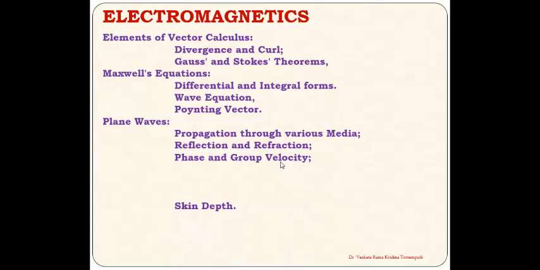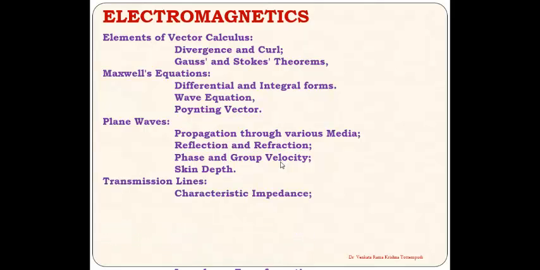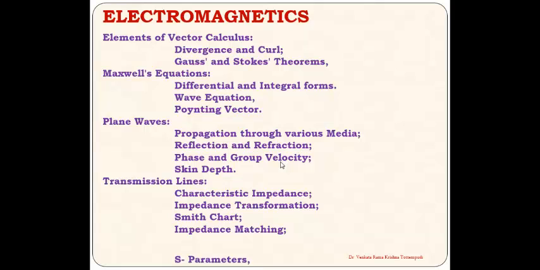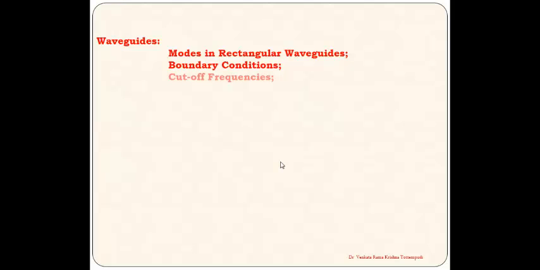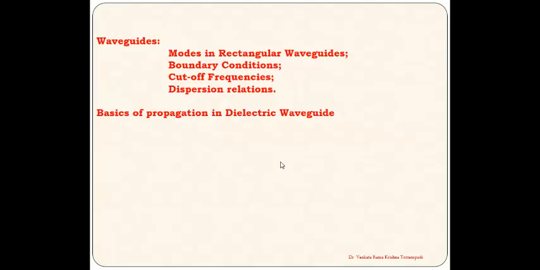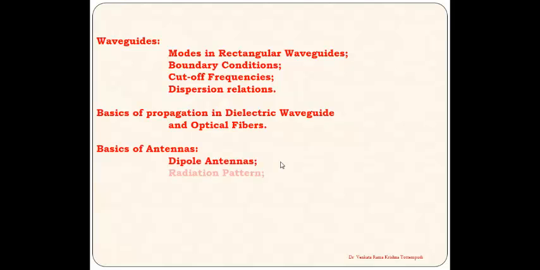group velocities, skin depth, transmission lines, characteristic impedance, impedance transformation, Smith charts, impedance matching, S parameters, pulse excitations, waveguides, modes of rectangular waveguides, boundary conditions, cutoff frequencies, dispersion relations, basics of propagation in dielectric waveguide and optical fibers, basics of antennas, dipole antenna, radiation pattern, antenna gain. These are some of the usable books.